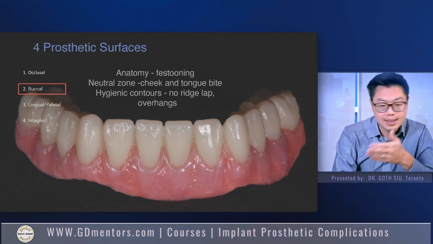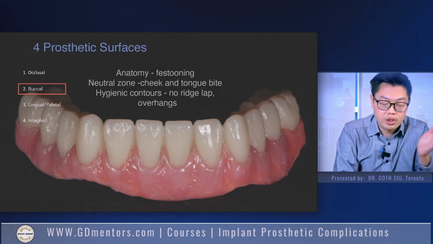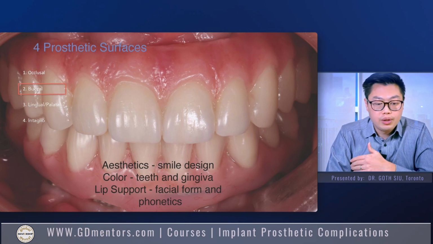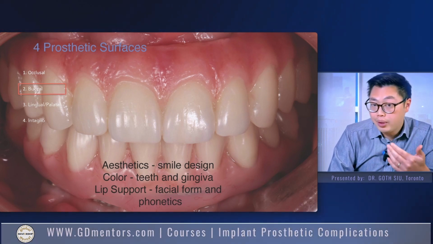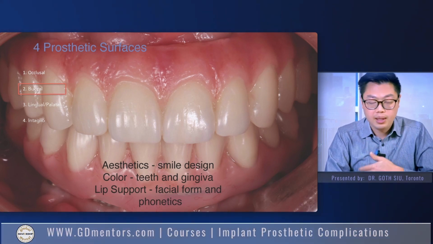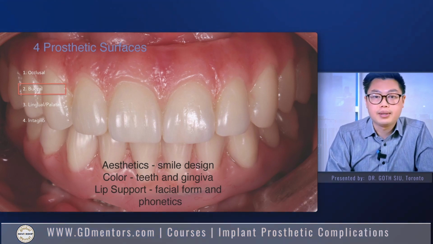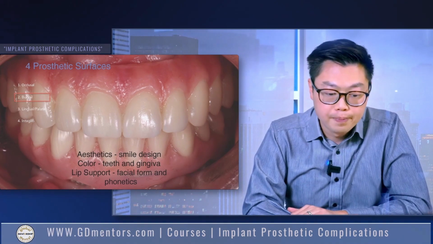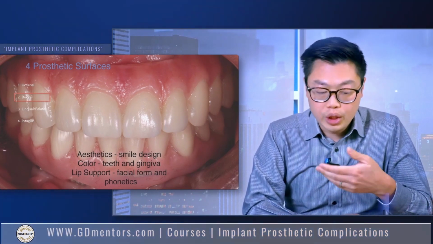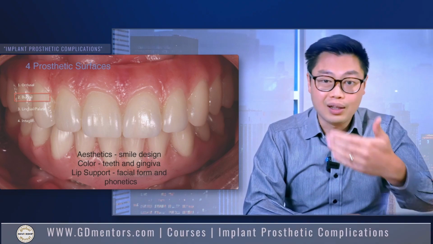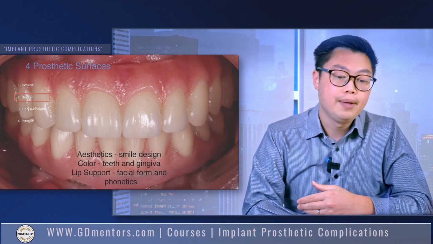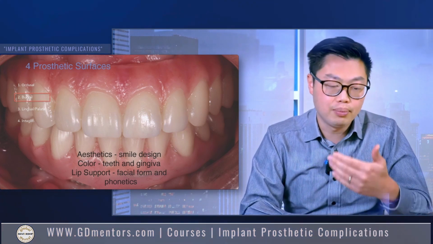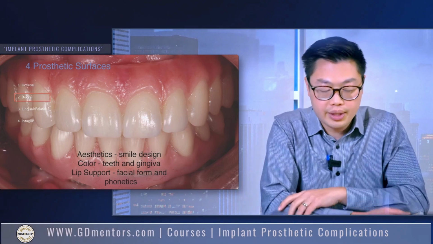When you're designing these prostheses, you need to follow the same denture principles here. So the buccal aspect is also important in lip support, right? Supporting the lip and the face. That will also influence how patients speak and how they look, how their face is going to look. It obviously is going to be important in controlling the color of the teeth, the color of the gingiva, and the overall smile design, right? Clearly, the buccal aspect is the important thing in the aesthetic part of this.